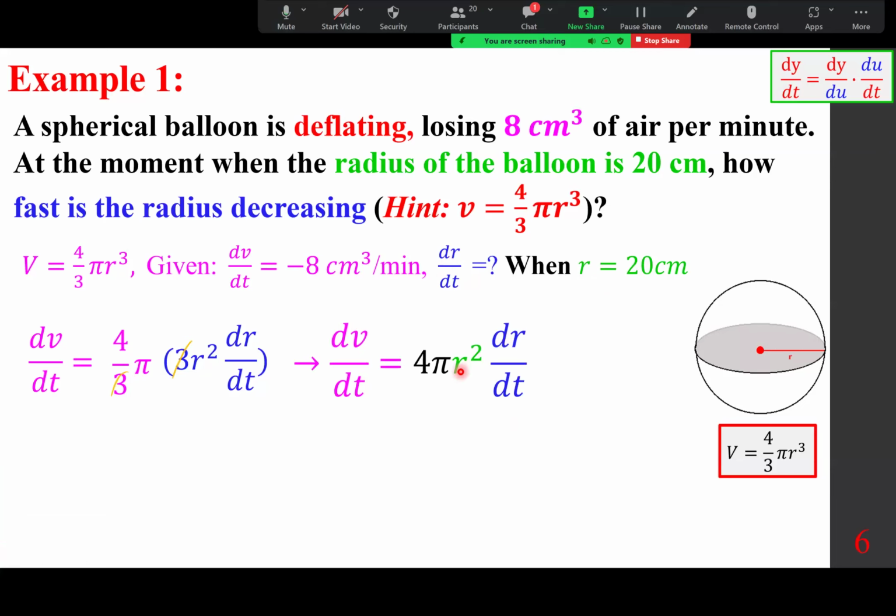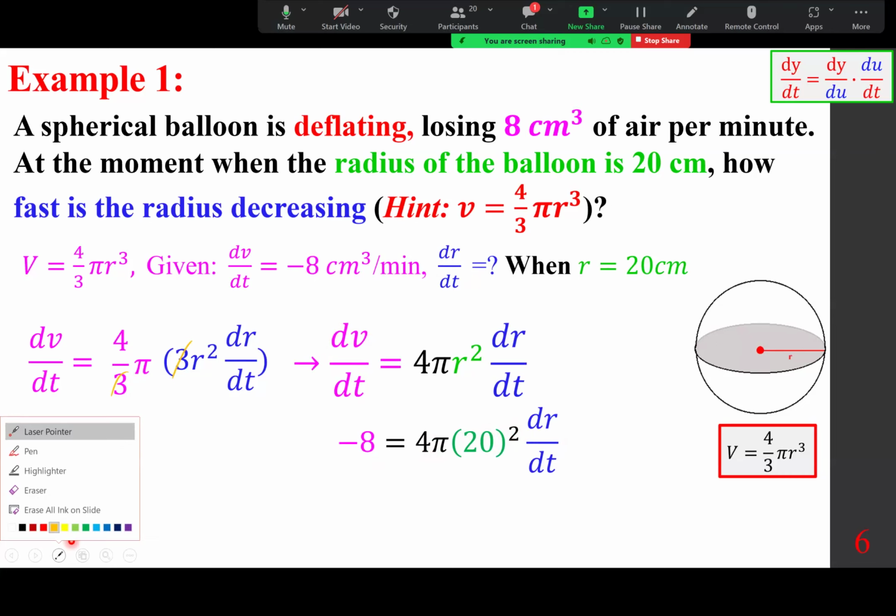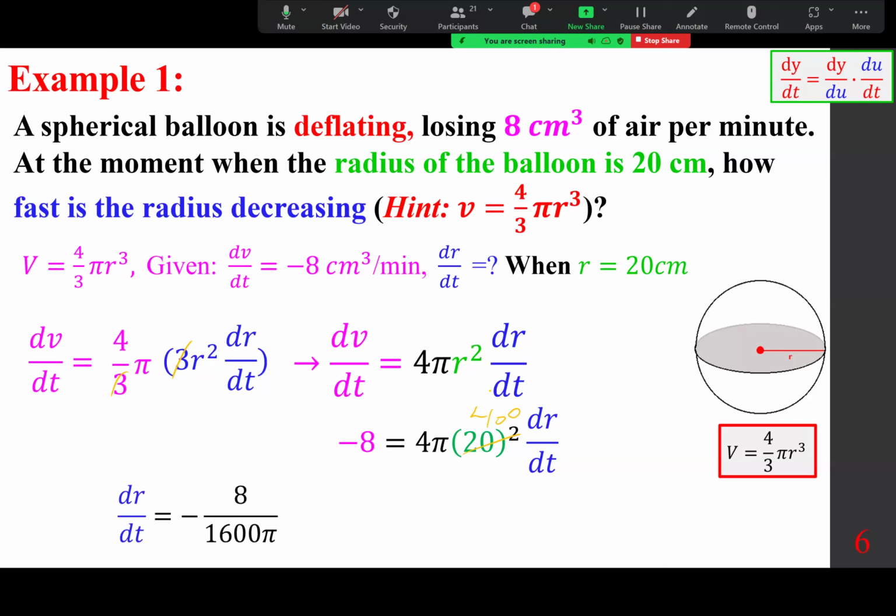Now, what is r? Replace it, 20. What is dV/dt? Replace it, -8. What is dr/dt? We are going to find it. So we are going to divide both sides by 4 pi times 20 squared. Obviously, this is 400 times 4 pi, 1600 pi. We're going to divide by 1600 pi. The answer is -1/(200 pi). Units of the radius over the units of time, centimeters per minute.